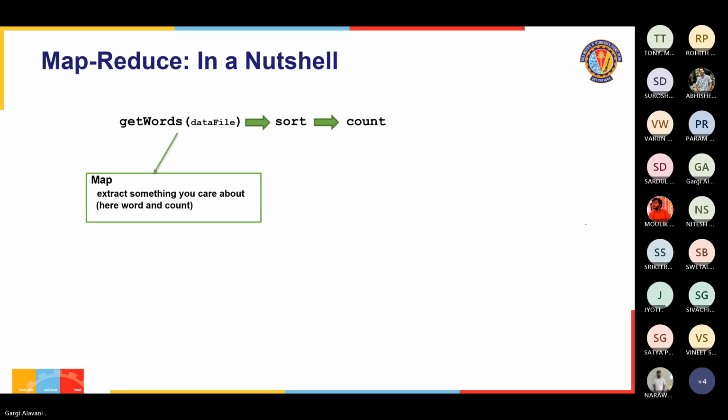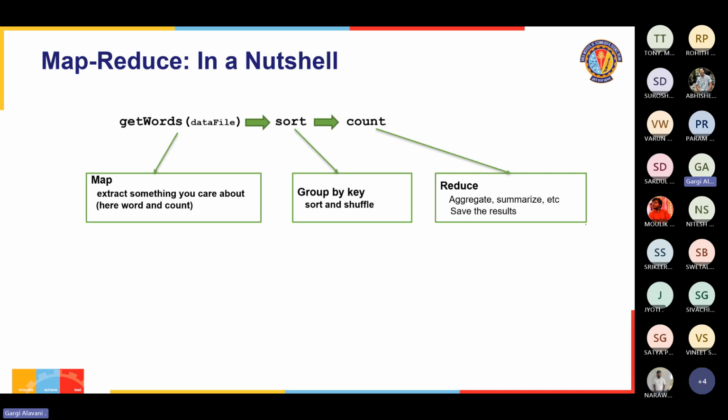So, for this example, getting the words is mapping, where you extract something you care about. Here we are focusing on the word and its count. Then you do the sort and shuffle. That is, you sort and shuffle based on common words you put together. Once shuffling is done, you do the reduce. You aggregate, summarize, and then save the results that you want. That is the word and the count.